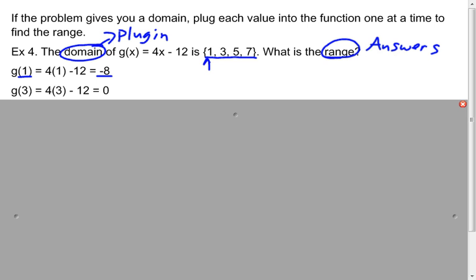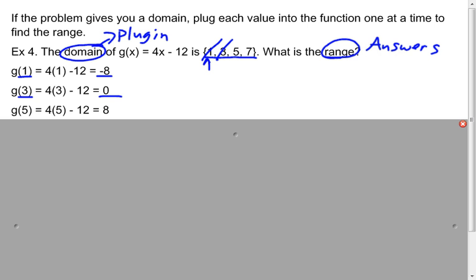Next, I go down the list. I plugged in the 1. Now I'm going to plug in the 3. Plug in 3. 4 times 3 is 12. Minus 12 gives me an answer of 0. So when I plug in 3, I get 0. Done with that one. Now I do 5. Same thing. Plug in 5. Get an answer of 8.